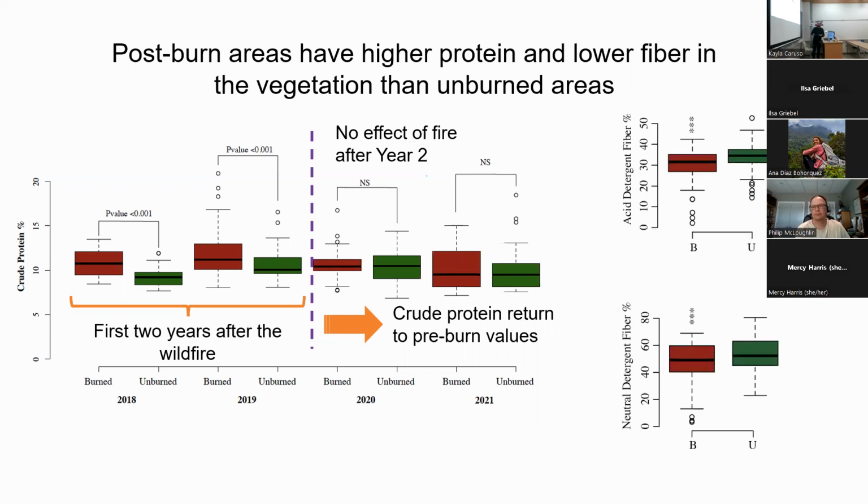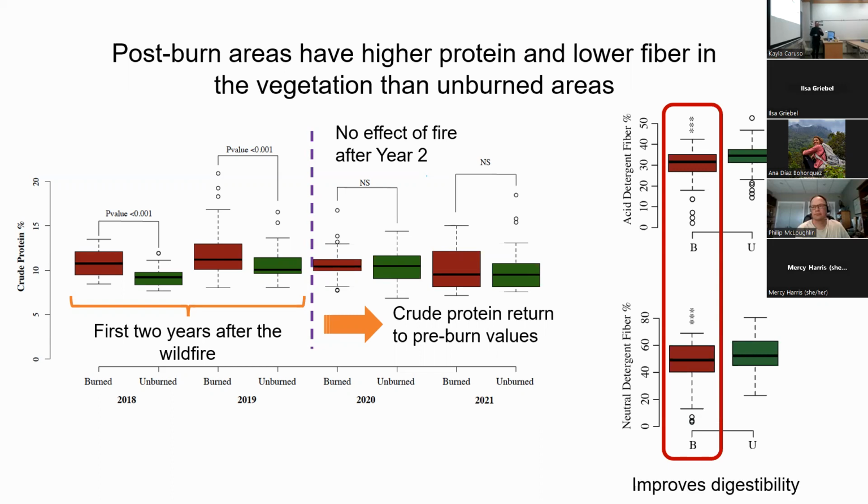Another interesting aspect that we found here is that in terms of fiber content, fire seems to reduce the amount of fiber in the vegetation. And that is telling us that the digestibility of the vegetation is improved. And most likely, that's why animals are so attracted to these areas, because the palatability of the vegetation is improved.